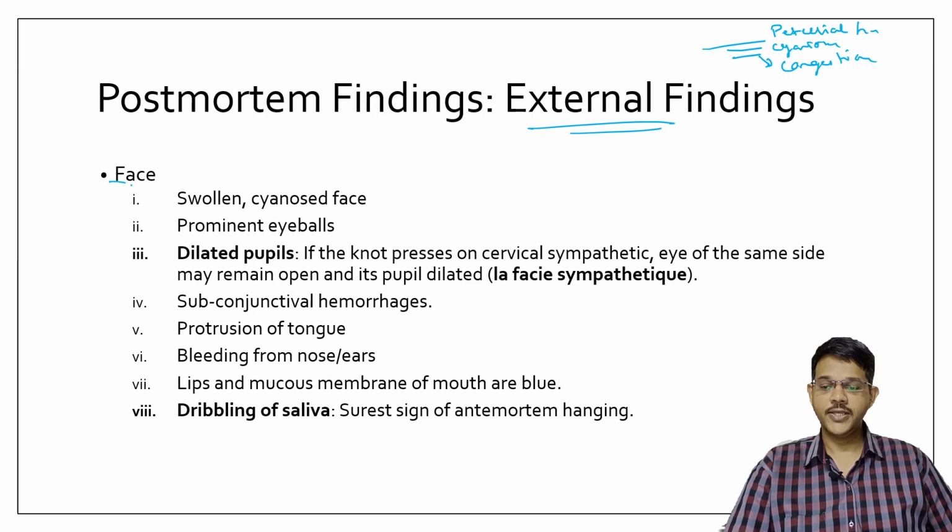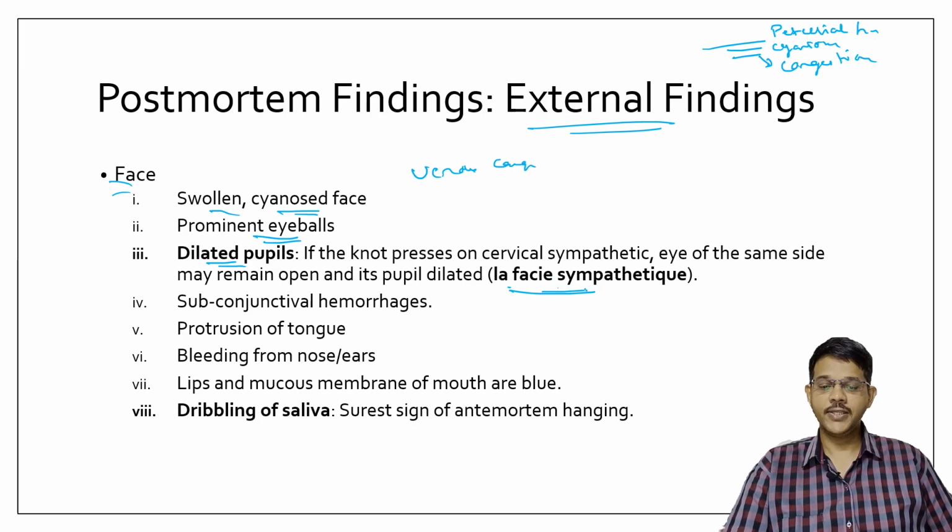Coming to face changes, the face will be swollen and cyanosed, cyanosed because of decrease in oxygen, swollen because of venous congestion. Because of decreased venous drainage, the blood gets accumulated in the face and the face gets swollen up. For the same reason, the eyeballs also become prominent. There will be dilated pupils, and a particular sign is seen, called the Facies Sympathetica.